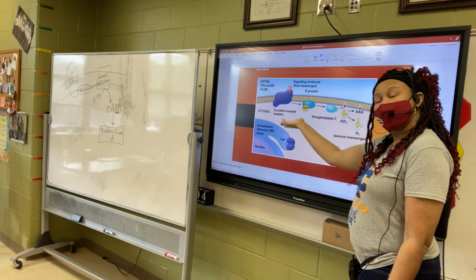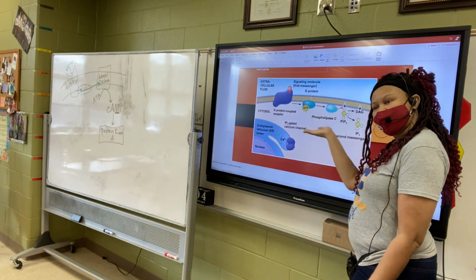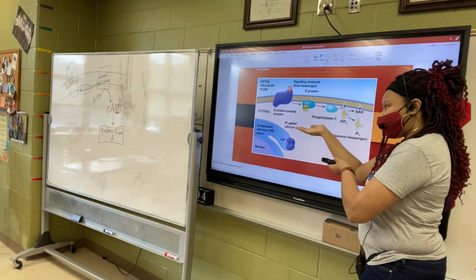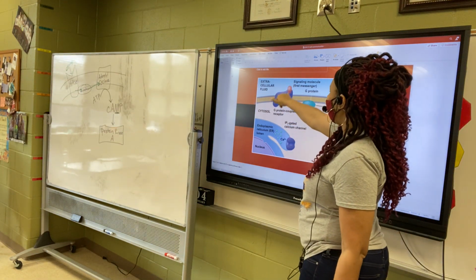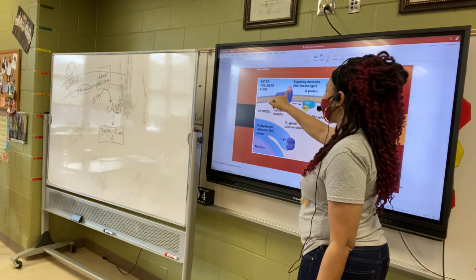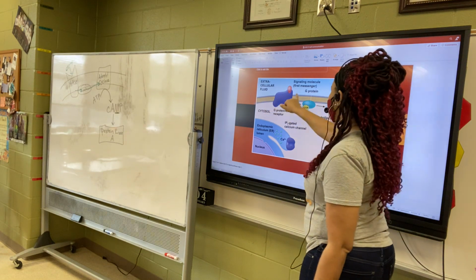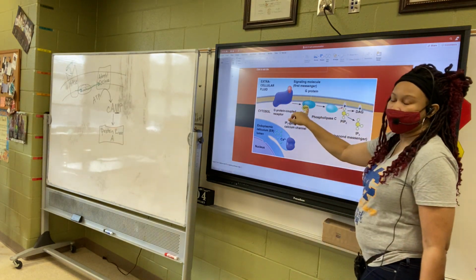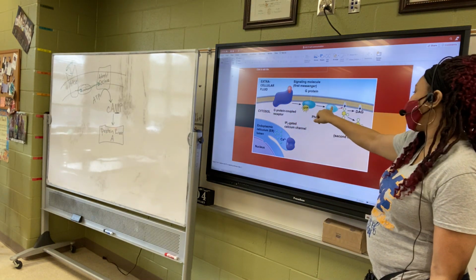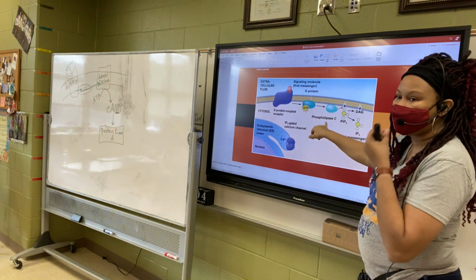Again, you see which pathway we're using? The G protein. Most common. Ligand binds to G protein coupled receptor, G protein coupled receptor activates G protein. G protein activates the enzyme, and this time the enzyme is phospholipase C.